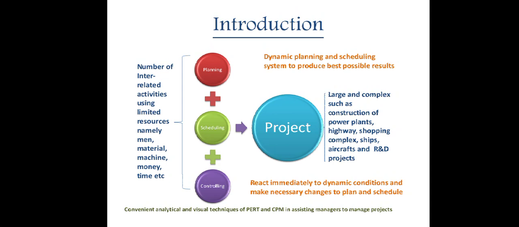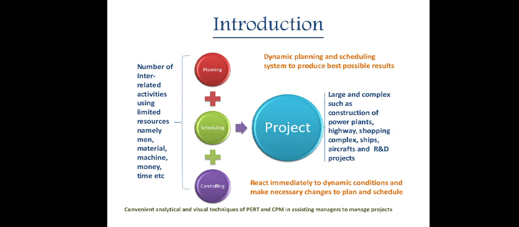So what are the examples of large projects? Those are construction of power plants and highways or shopping complex, ships, aircrafts and research and development projects. These are few examples of large and complex projects. In such projects, three main phases are involved, as I told earlier: planning, scheduling and controlling.